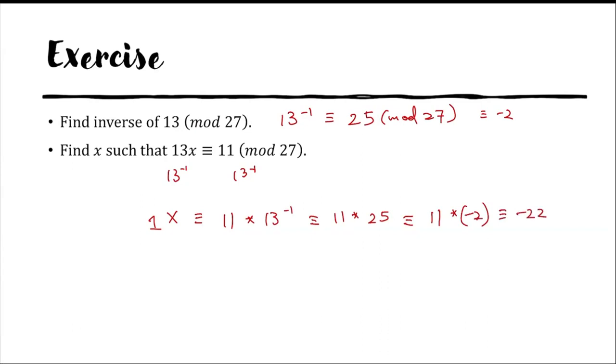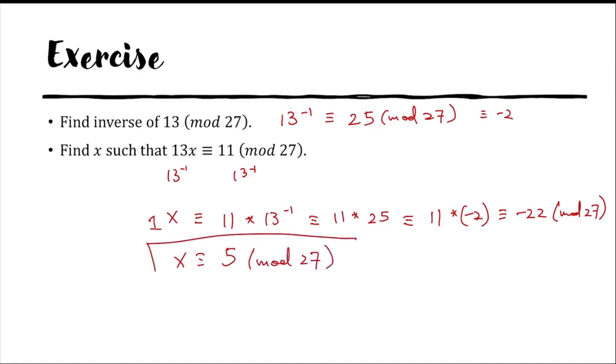Now -22 is not in the reduced form. So we should always write the final result in the reduced form. Then we have x congruent to -22, which is too small. You add 27 to it. Then you have x congruent to 5 mod 27. Any questions here?